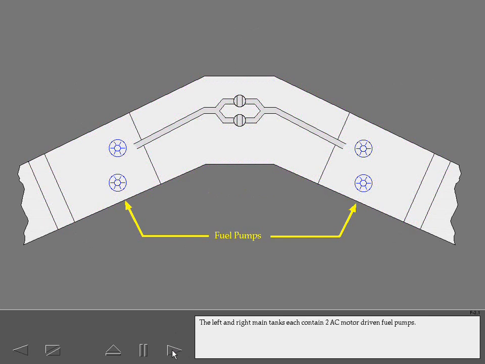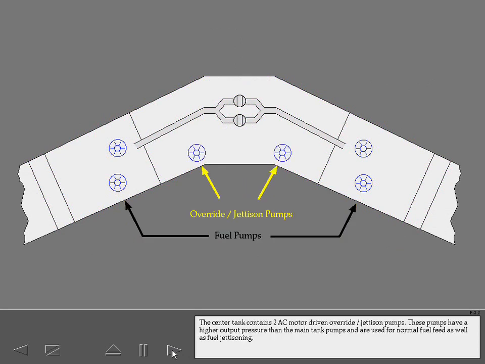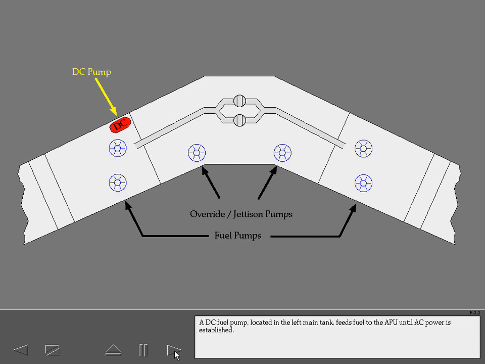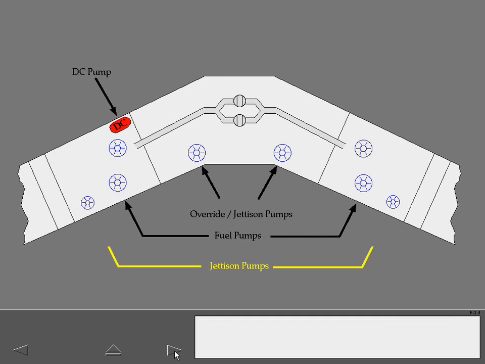The left and right main tanks each contain 2 AC motor-driven fuel pumps. The center tank contains 2 AC motor-driven override jettison pumps. These pumps have a higher output pressure than the main tank pumps and are used for normal fuel feed as well as fuel jettisoning. A DC fuel pump located in the left main tank feeds fuel to the APU until AC power is established. Jettison pumps located in each main tank assist the center tank pumps in jettisoning fuel from all 3 tanks.